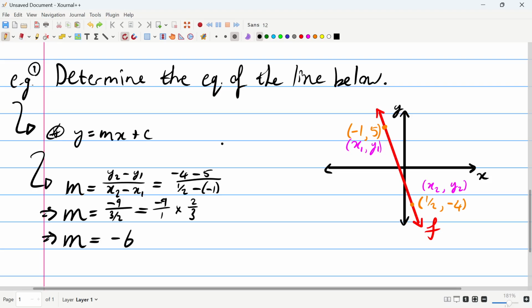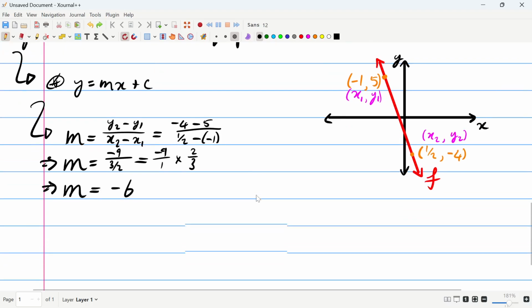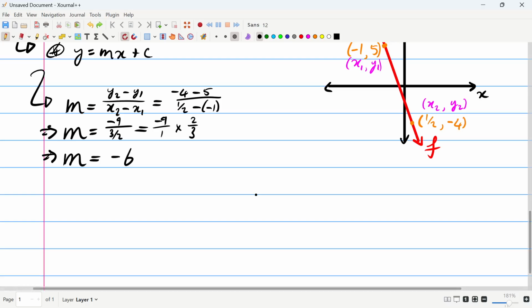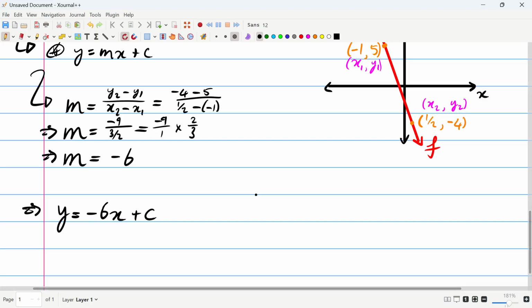Okay, cool. Now that we've found the gradient, we need to actually determine the y-intercept. Now remember, let's first write down what we have so far. We have y is equal to negative 6x plus c, right? Because now we know our m value. Our m is negative 6. However, we need to find c. And how do we find c?